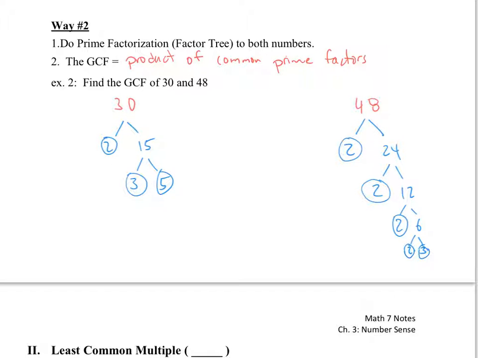So what numbers do they have in common? 3s. They both have a 3, right? There's a 3, and there's a 3. Do they have anything else in common? 2. This one's got a 2, and this one's got a 2. Well, it's got a lot of 2s, right?